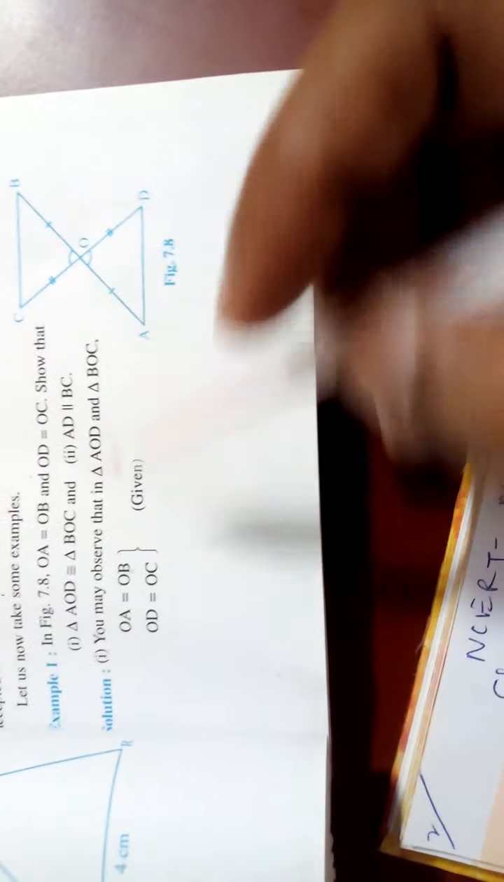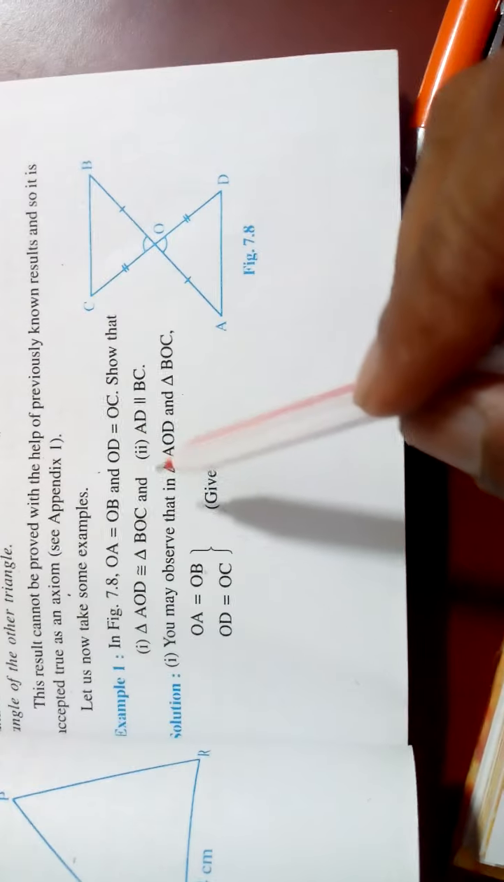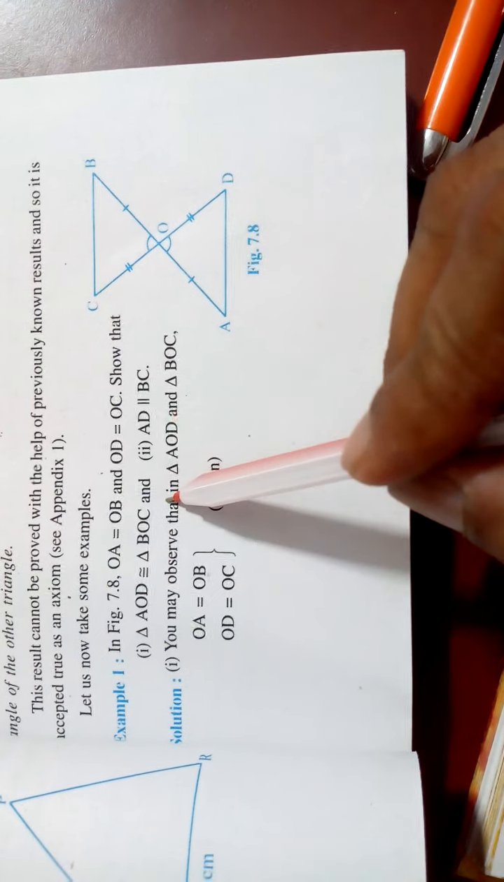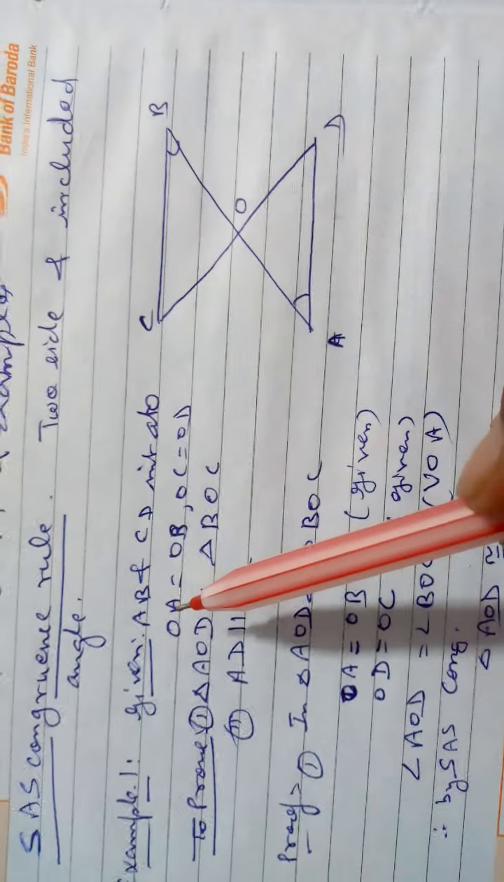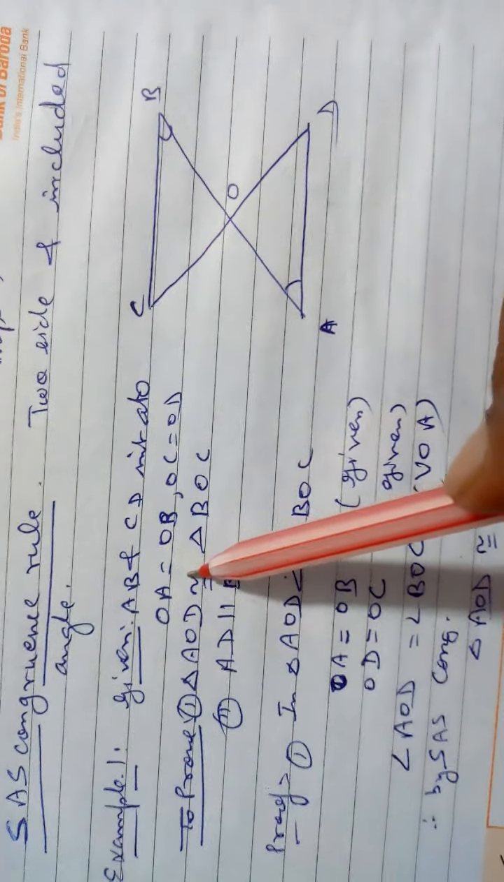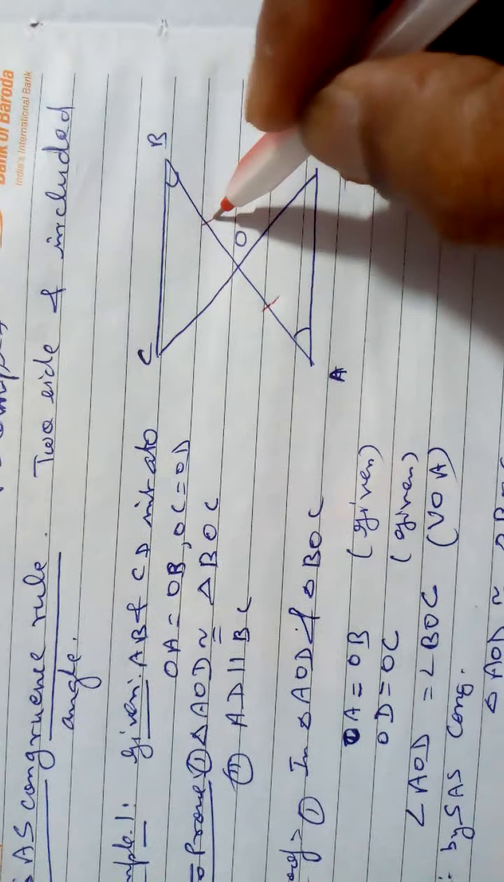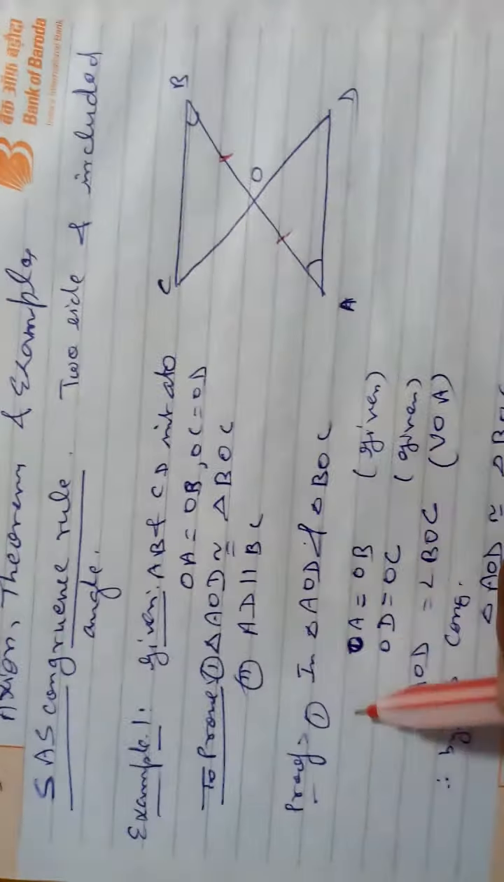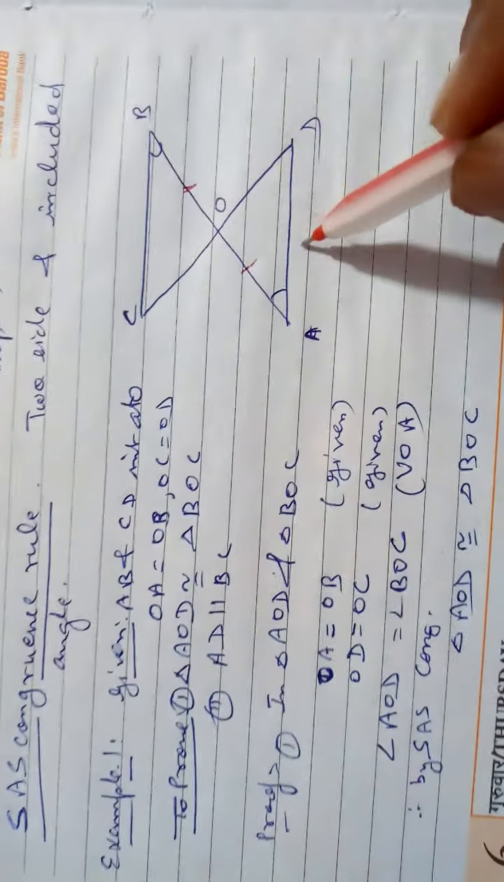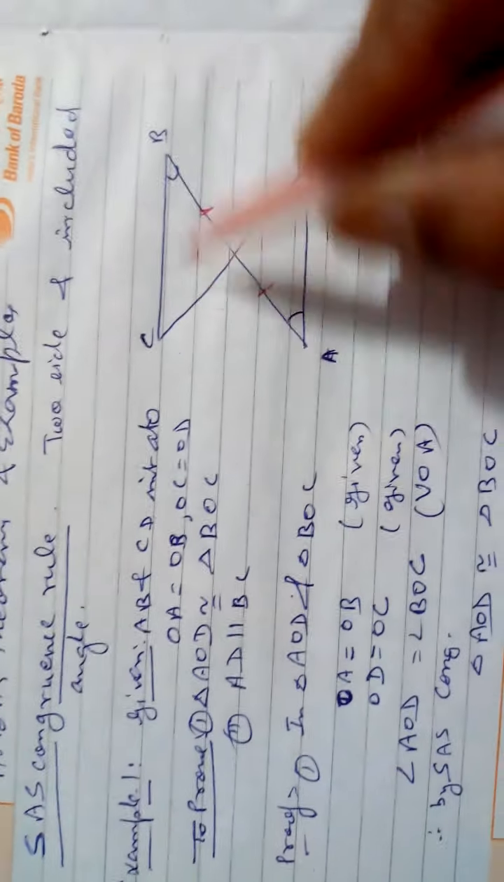Here AB and CD intersect at O. Prove that triangle AOD is congruent to triangle BOC and AD is parallel to BC. In this, first of all you write down the given: AB and CD intersect at O, and OA is equal to OB, it is given. So here you want to prove these two triangles congruent and AD parallel to BC.